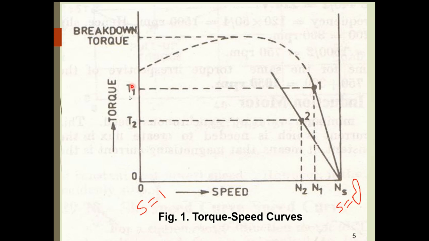So here if we observe, there is torque 1 and torque 2. So depending upon two different resistors, the torque is different. And here it is showing the maximum torque.